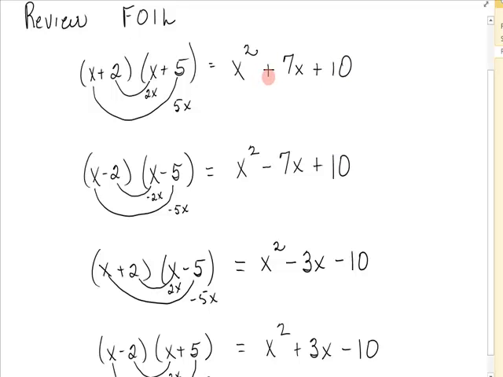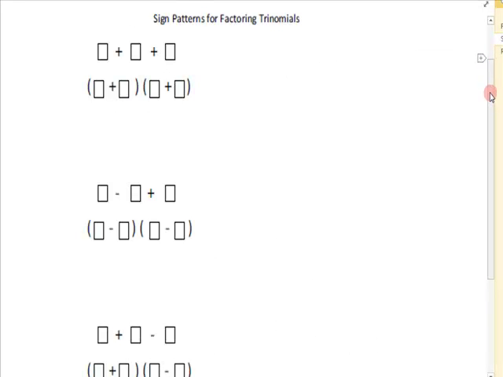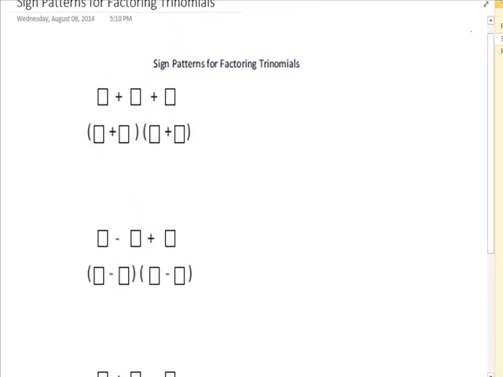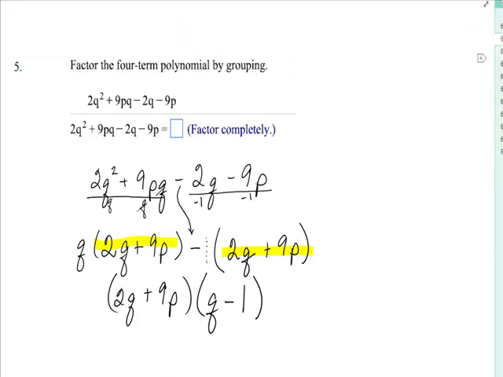They will be plus plus if the middle term is positive. They will be minus minus if the middle term is negative. Remember, these examples were FOIL, but what we're going to do is this is going to be our problem, and we have to rediscover those factors. If the last sign of your trinomial is negative, then you will always get one plus, one minus. Now I'm going to say that sign pattern information almost every time we do a problem that involves a trinomial. So get ready. I'm going to say it a lot.